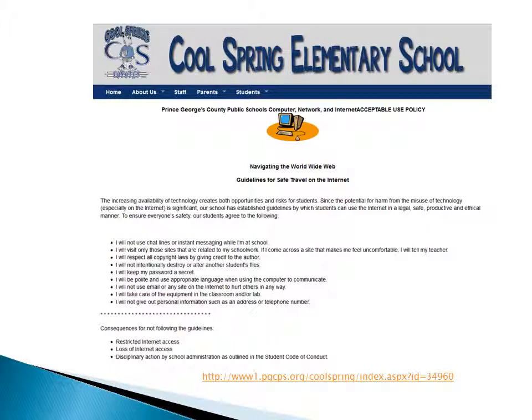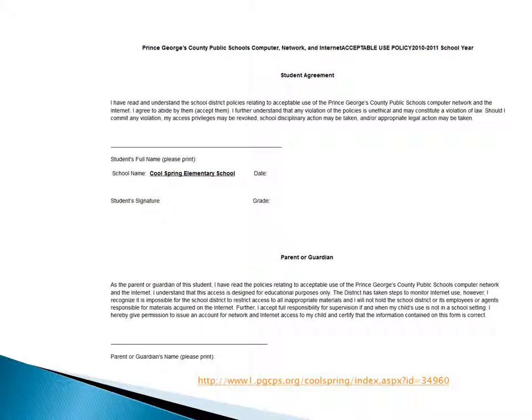Here's the example of the acceptable use policy in student-friendly language, as well as the second portion that includes the signed student agreement and parent and guardian agreement.